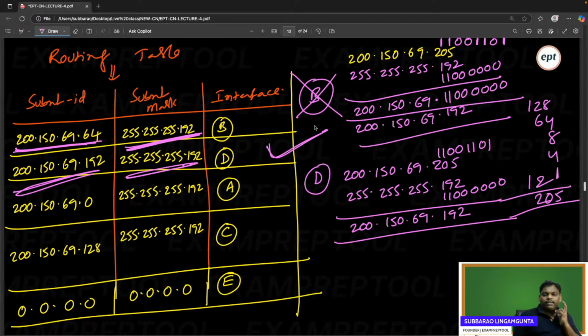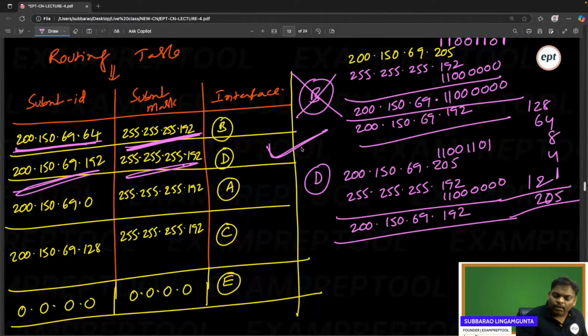D will be selected. Now I want an answer from all of you. Can I check further or not required? So I think I verified B. I verified B fails. I verified D passes. Can I verify further or not required? Not required. Why? Even if more than one matches, in the subnet mask, more ones. I think in the subnet mask all contain the same ones or not.